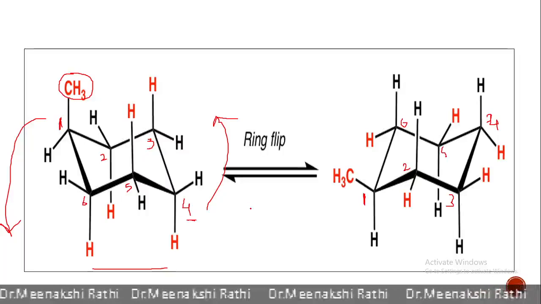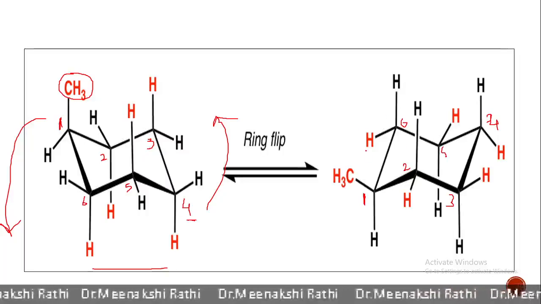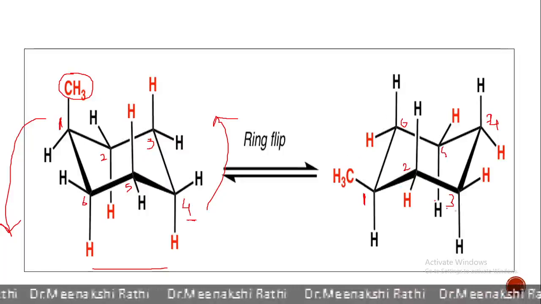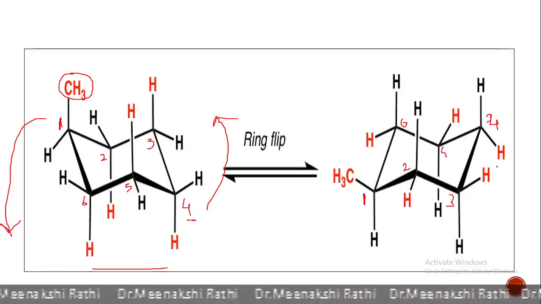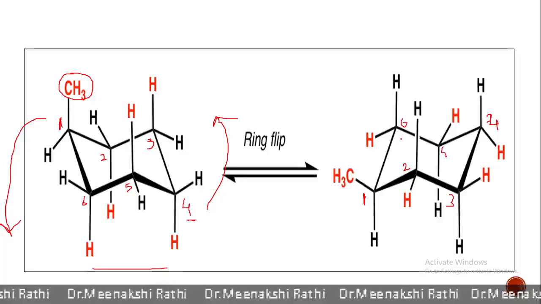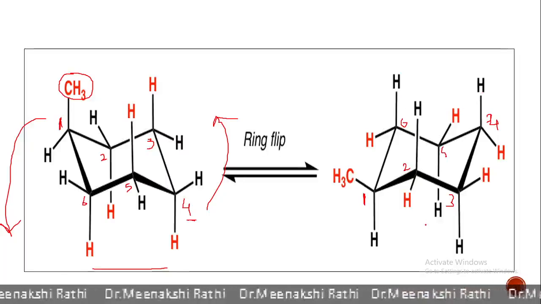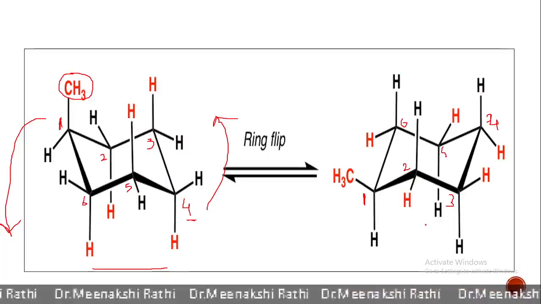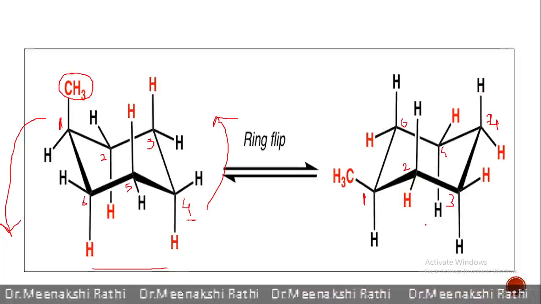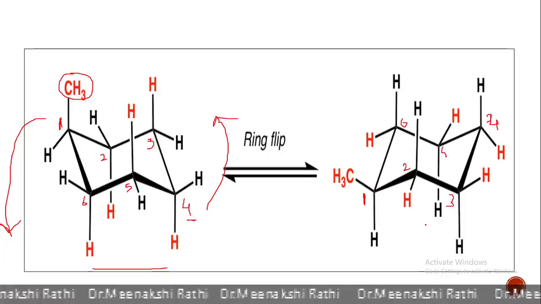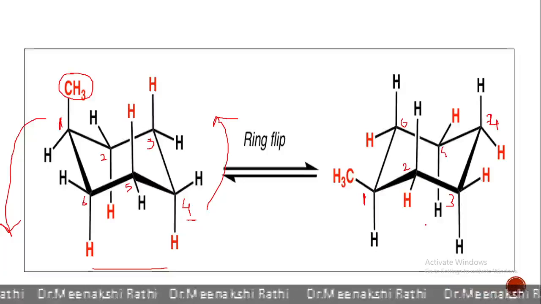When there is a ring flipping, all red hydrogen go to the equatorial position, while all black come to the axial position. That means during ring flipping, axial become equatorial and equatorial become axial. This phenomenon is known as the ring flipping process.